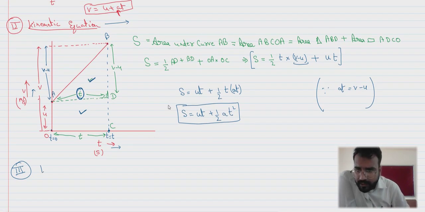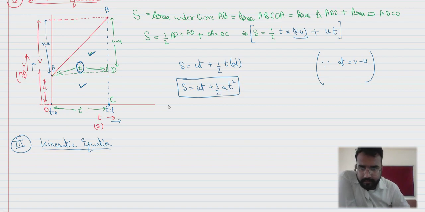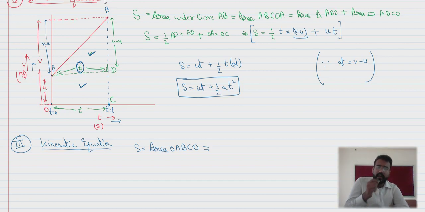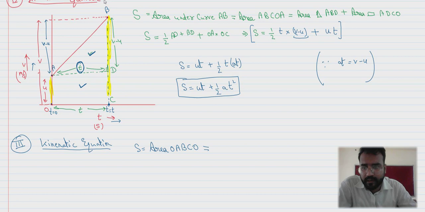Now if we talk about the third kinematic equation, in this again we need area because we are talking about the displacement part. The displacement is area only, and the area under the curve only we will take. That means OABCO, this area only we are talking about. But what we need to change is, previously we were taking time as common, now we will try to eliminate the time, because in the third kinematic equation the time is not mentioned. So we need this and this in our area term. We are trying to eliminate this term in this equation.